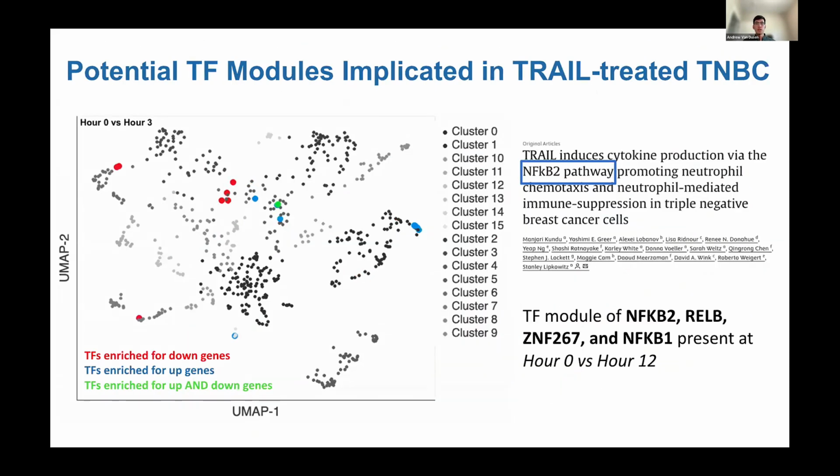Also, from a UMAP plot of the top 10 enriched transcription factors for both up and down genes at each time point, there's a clear cluster of transcription factors corresponding to NF-kappa B2 and REL-B at the hour 0 versus hour 12 time point. However, as circled in the plot, there are other distinct transcription factor modules or clusters that regulate different genes that may be critical in the response of triple-negative breast cancer cells to ChEA.